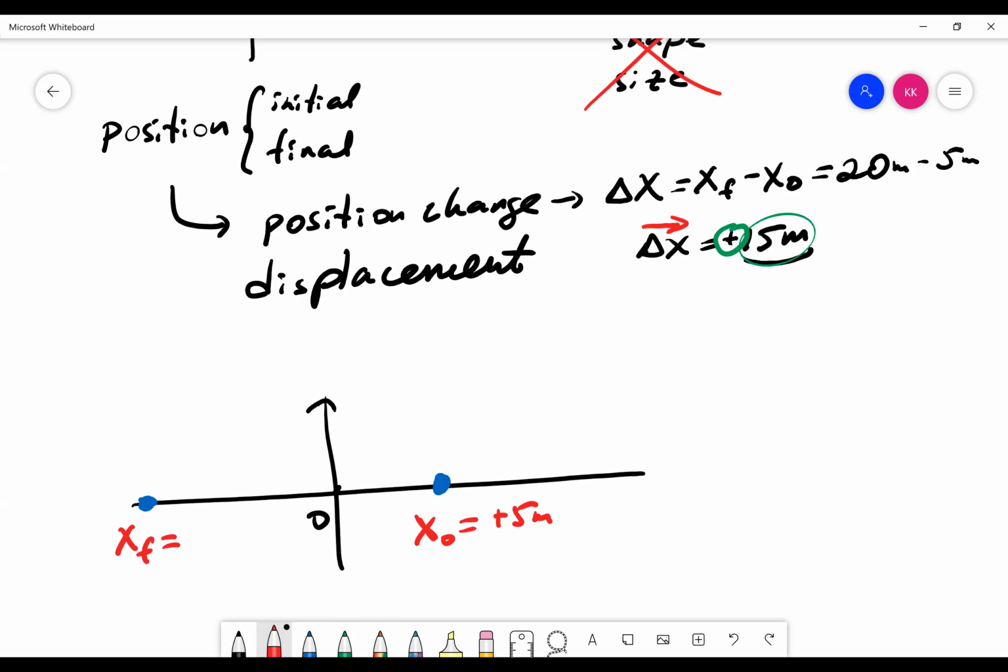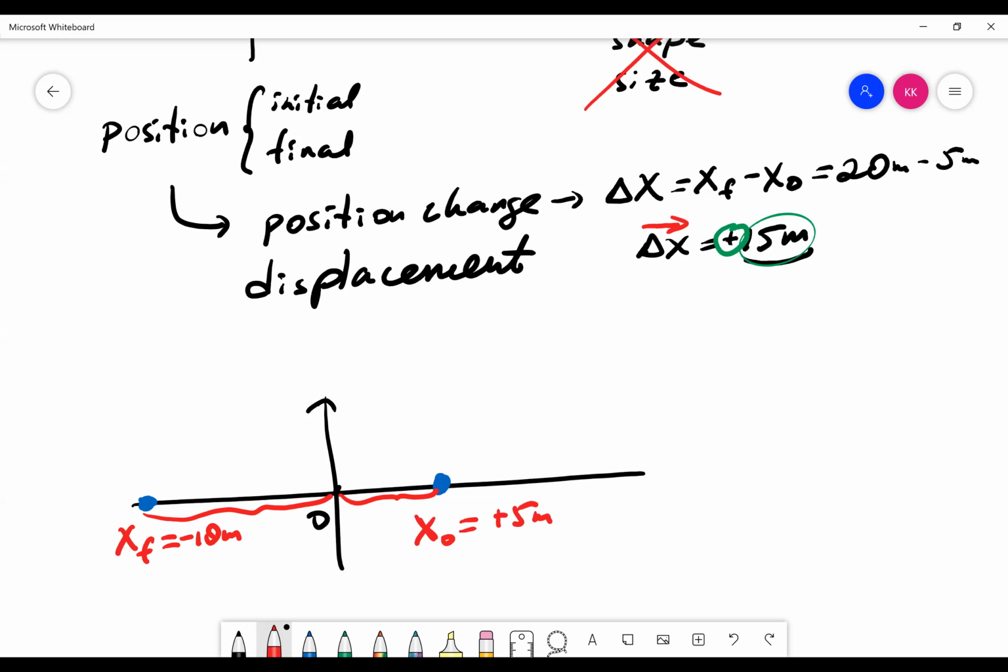Again, I have to use a little bit of scaling. If I'm saying this is 5 meters, then this is almost double that distance relative to the origin. So I can say this is 10 meters. Now, what is the correct way of representing x final, 10 meters? Well, it's 10 meters from the origin. Let's say this is on the negative side, so negative 10 meters.